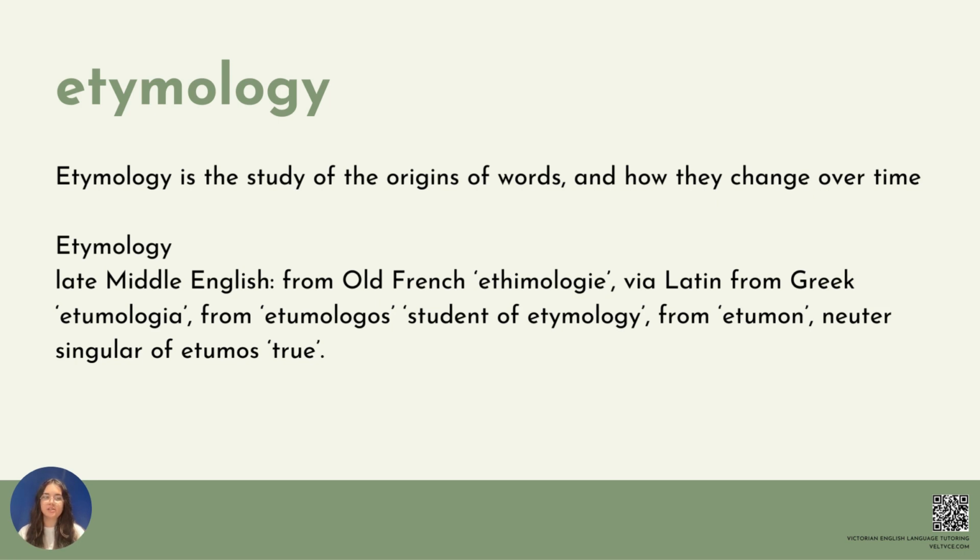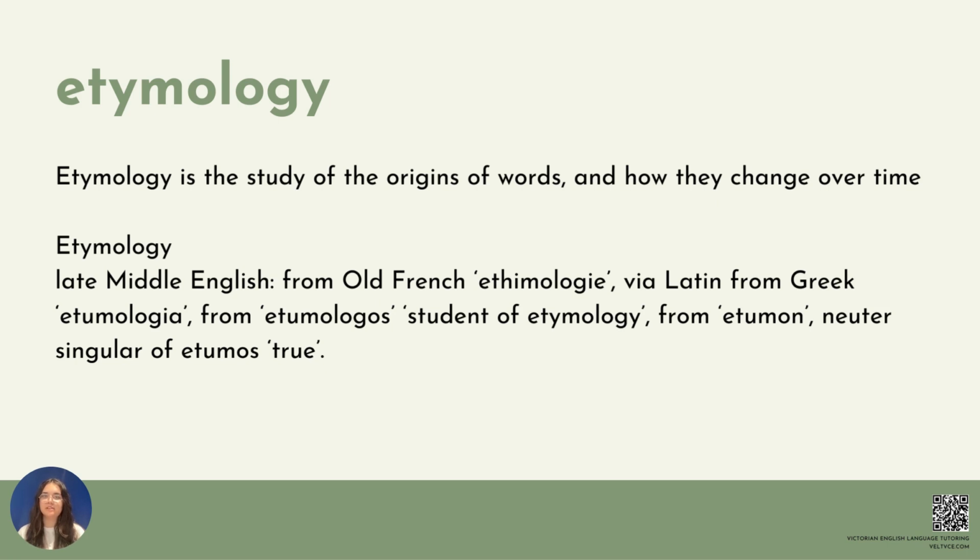So the etymology of the word etymology is that it's late Middle English from Old French via Latin from Greek, meaning student of etymology, from etumon, neuter singular of etumos, true. I'm not going to try and pronounce all of those Greek, Latin and Old French words, but you can see that etymology is the study of the origins of words. So it's where the words came from, how they've changed over time, and what their history is.